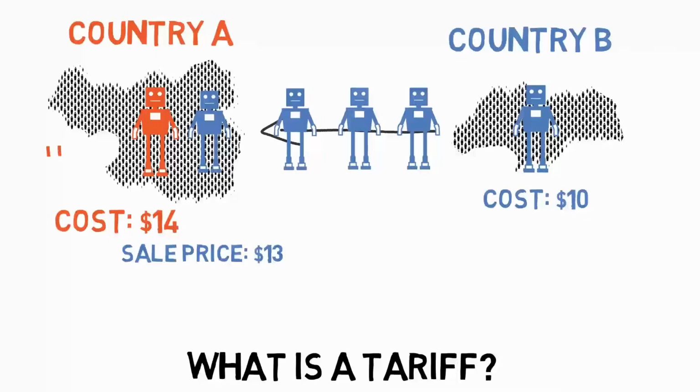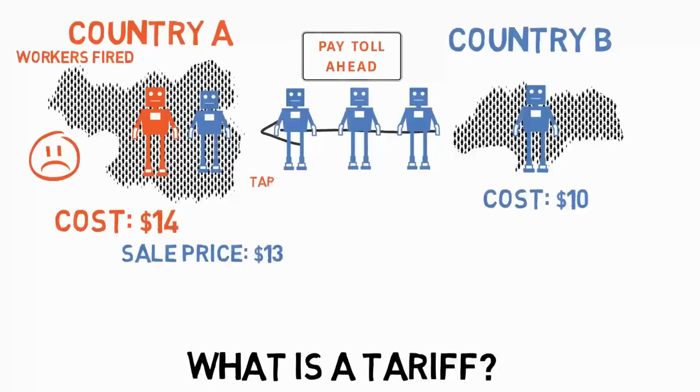Well, business begins to slow for the manufacturers in country A, and because business is slowing, they must let go of some of their workers. Well, the government in country A doesn't like this, so they decide to impose a tariff on all widgets that are imported into country A from country B. They are going to charge $5 per widget to all imports.